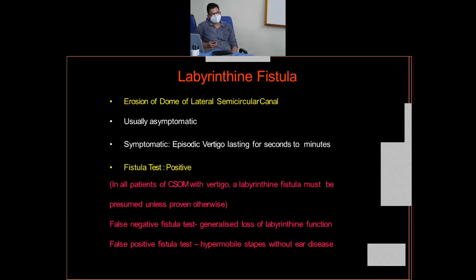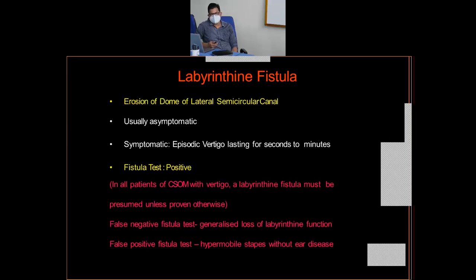For labyrinthine fistula, the most common test we do is the fistula test. You press the tragus and look for nystagmus. In all patients of CSOM with vertigo, a fistula test is a must. If a patient comes with CSOM and vertigo, you have to do a labyrinthine fistula test because it's easy to perform. Just press the tragus and look for nystagmus. You have to rule out labyrinthine fistula in all cases.